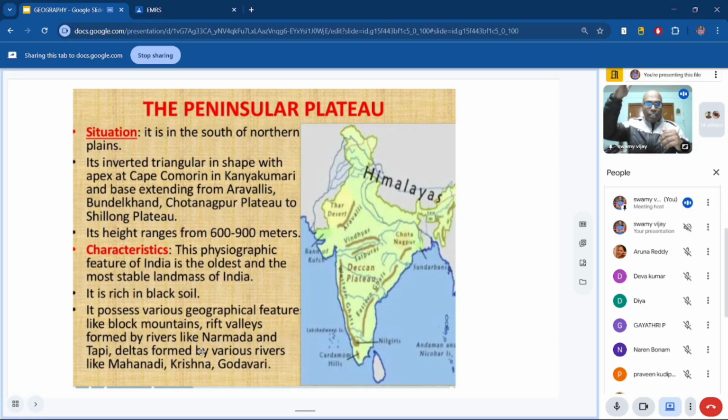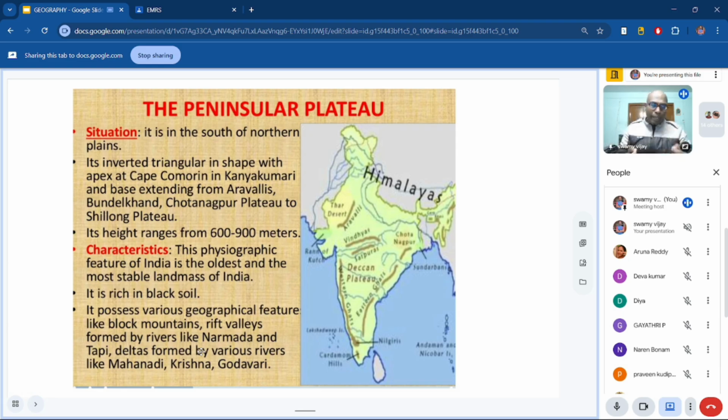Then after the Northern Plains, we come to the Peninsular Plateau, or generally we call it the southern Deccan Plateau. So read the information, because if I start reading and explaining, it will take a lot of time. The most important rivers that originate from this Deccan Plateau are Narmada, Tapati or Tapi, and deltas formed by various rivers like Mahanadi, Krishna and Godavari.